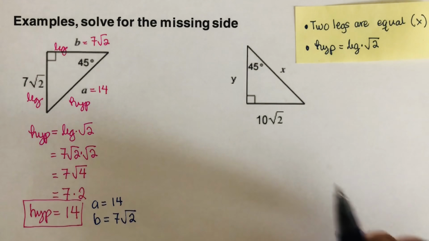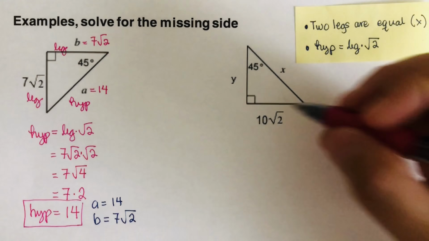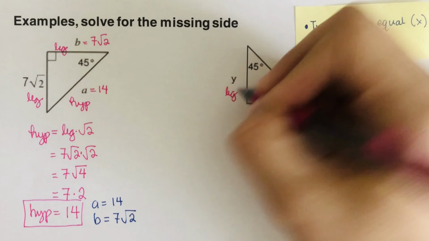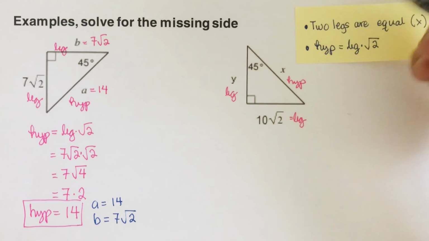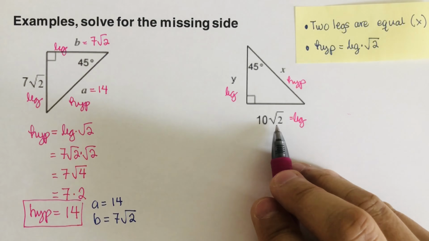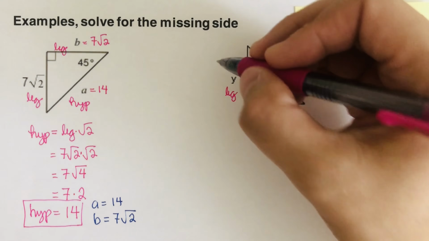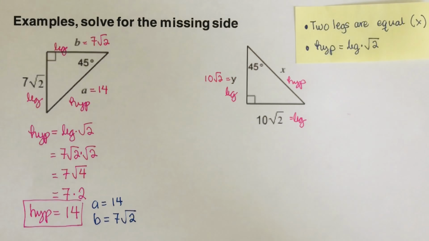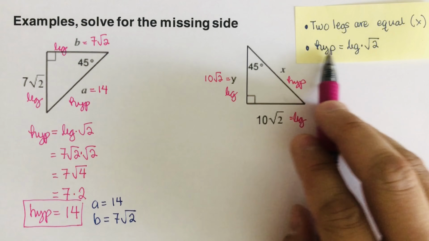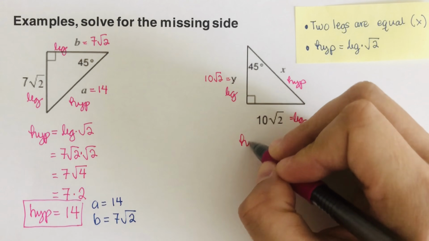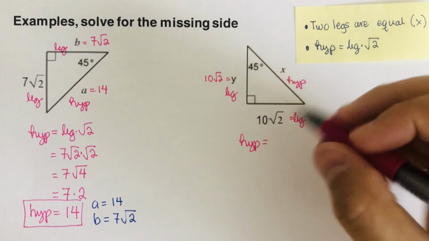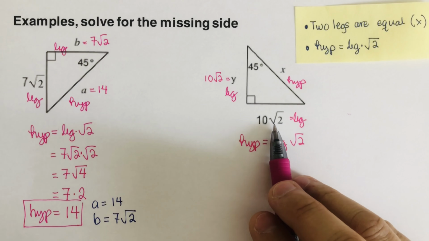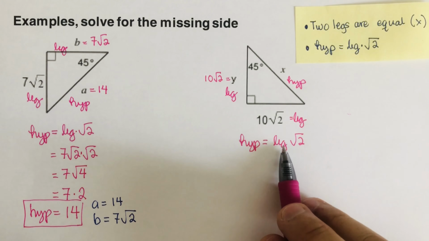Okay, so we go over the problem here. Again, we are given the leg. So this is the leg, and this is the leg, and this is the hypotenuse. Again, the leg would be the same as this because the two legs are equal. So I'm going to write this as 10 square root of 2. Then I want to solve for the hypotenuse using this equation. So hypotenuse is equal to leg times square root of 2. The leg is 10 square root of 2, so I'm going to plug it into the leg.